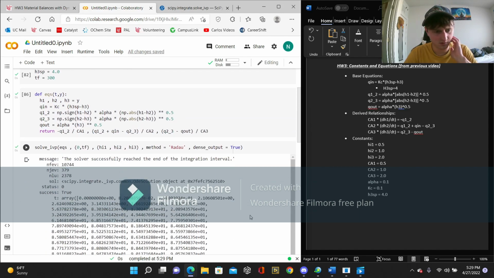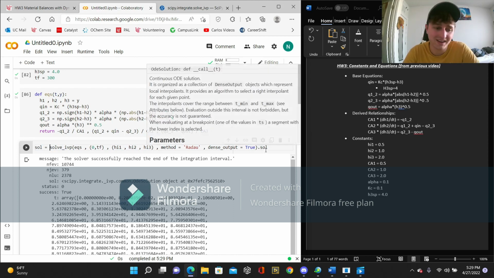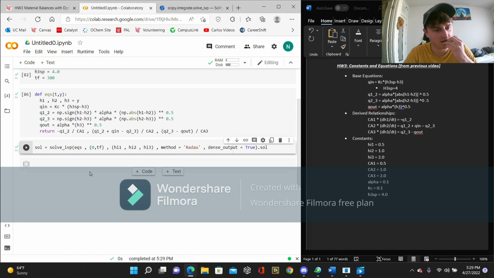So that's nice and all, but what we really want is this solution, because what this did was it just solved those initial value problems for us. So we are going to pull that solution, and we'll just call this solution. Sol is equal to dot sol. So we're going to be unpacking, and we're going to be stealing this sol value, because what we're going to be doing is, let me just condense this, it's messing with my head.